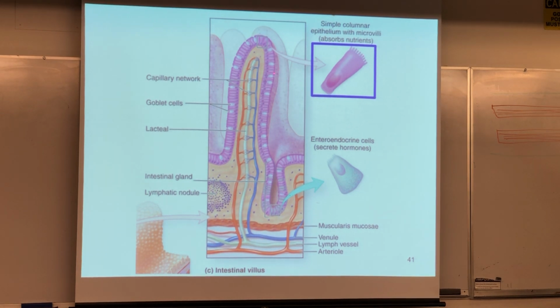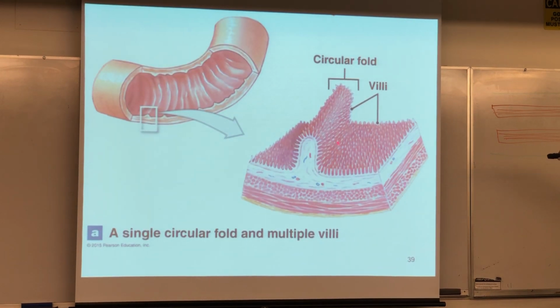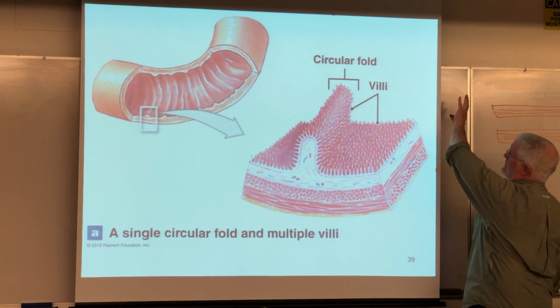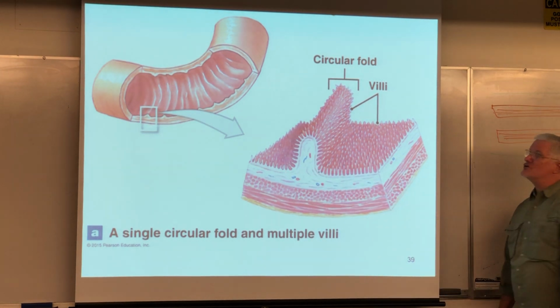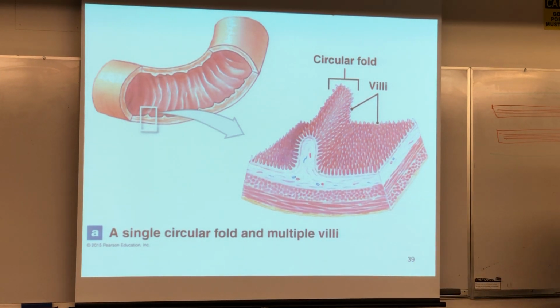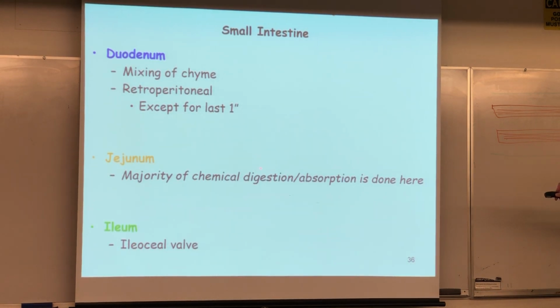So there's always little finger-like projections that are covering a villus, and the villi are covering the plicae and all of the rest of your mucosa. And that's the architectural creation from microvilli to villi to plicae circularis. That gives you a huge, ginormous surface area for lots and lots of absorption. Wow.